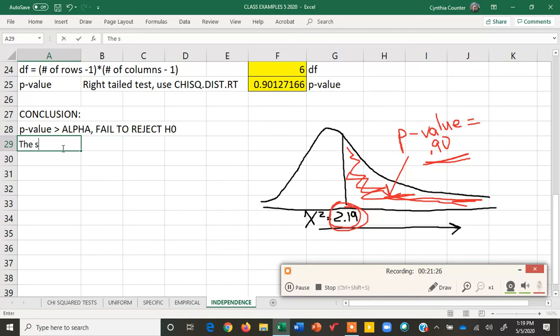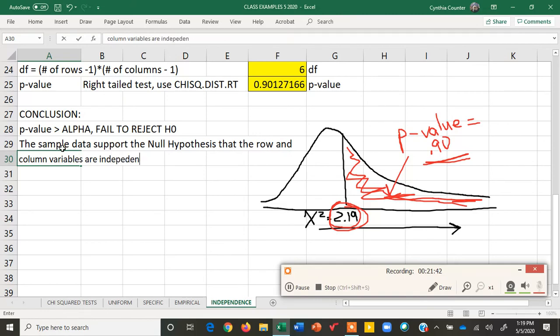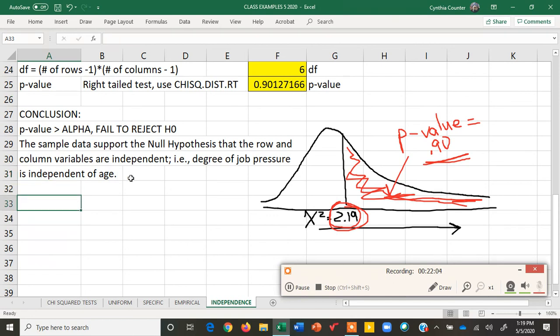And so we say the sample data support the null hypothesis that the row and column variables are independent. Basically what we're saying here, in other words, degree of job pressure is independent of age. So there's our conclusion.